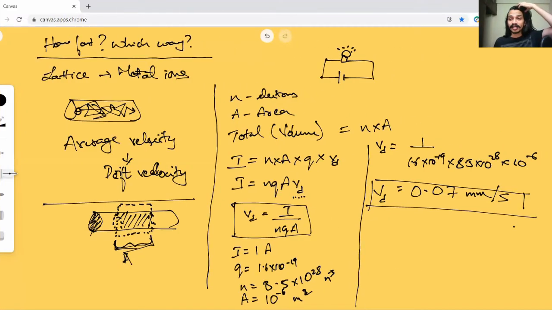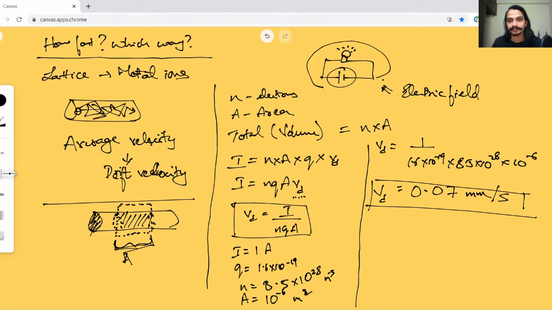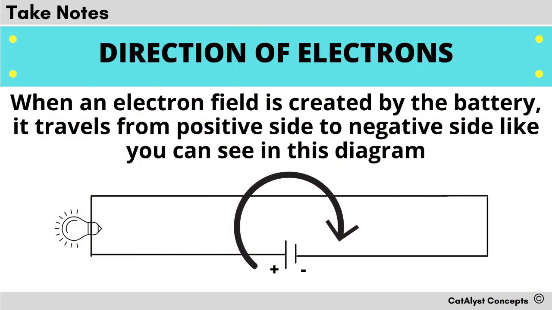All right. Now, this is the speed of electrons we figured out. Now, what is the direction of this current? Now, we know that because of this power source, there's something called an electric field that is set up, right? We'll talk a little bit more about the electric field. It goes in a certain direction, which is from positive to negative. Okay, it goes like this.